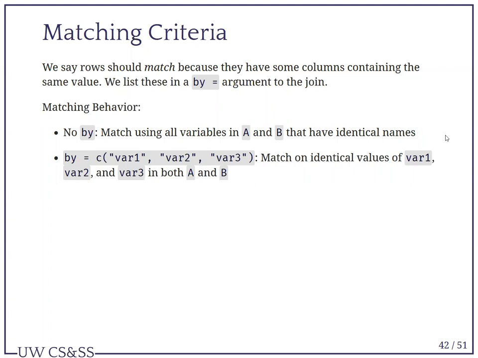Another thing we can do is say by equals, and then some set of variables. And these are variables that have the same name in both the data sets. So we can say var1 and var2 and var3, and it assumes that var3 is a name of a column that exists in data frame A and data frame B. If it does not exist in both of those, it'll yell at you. If it does, it'll match based on those characteristics.